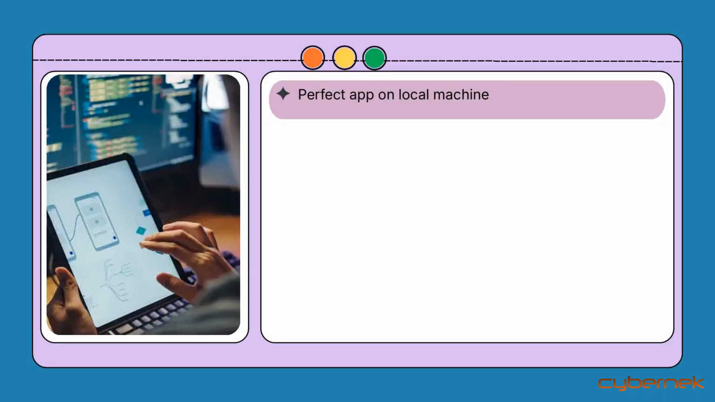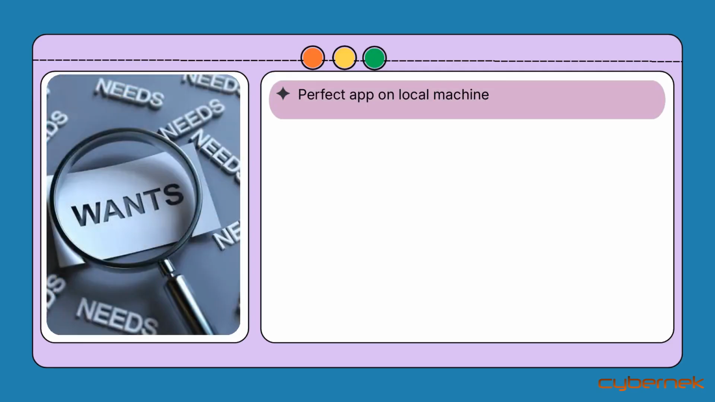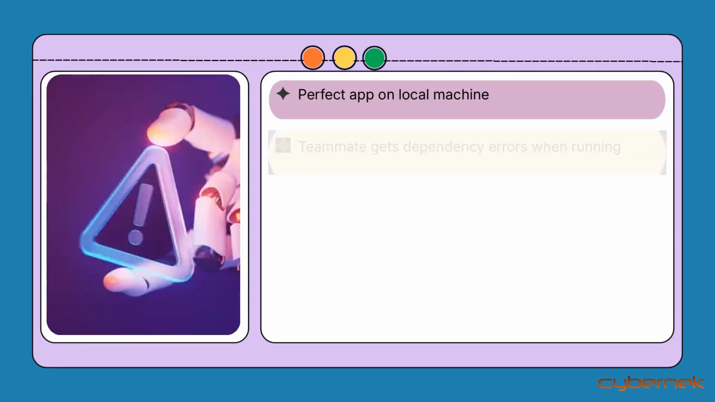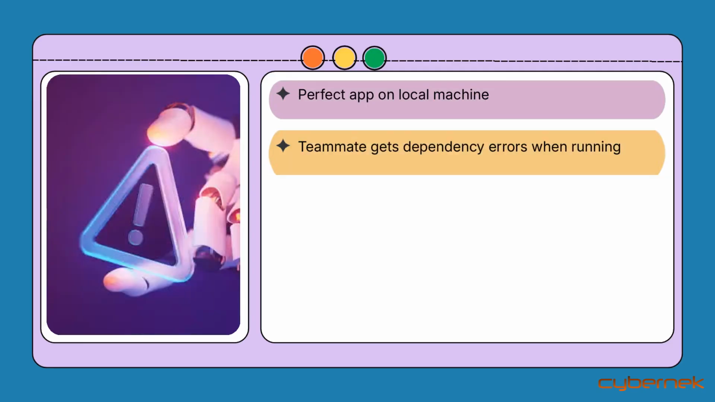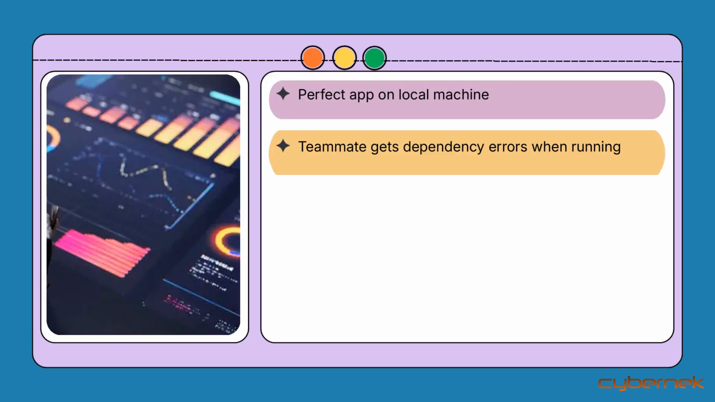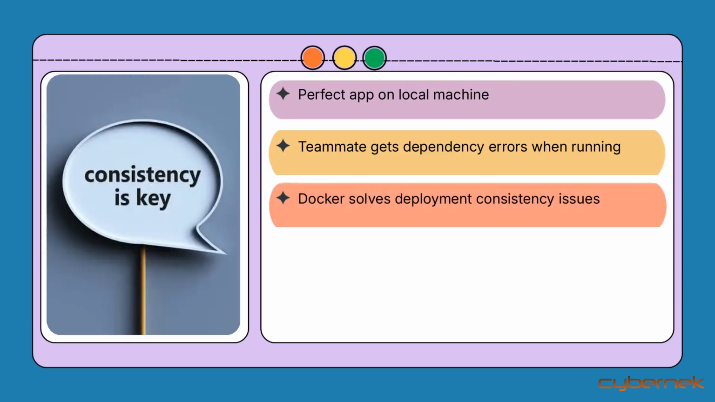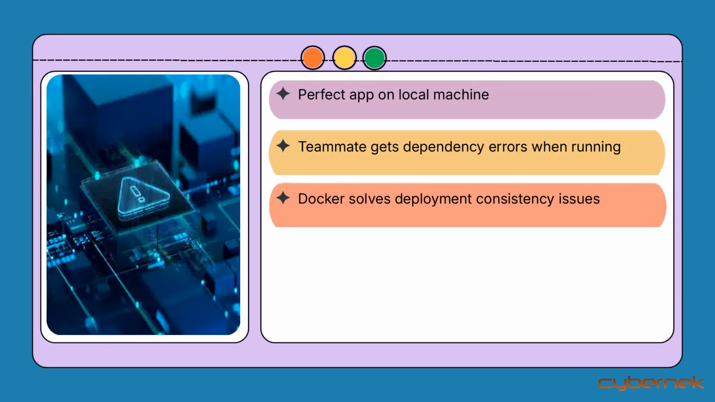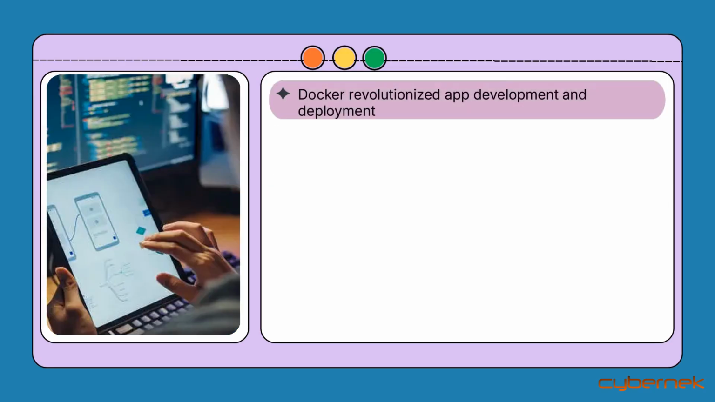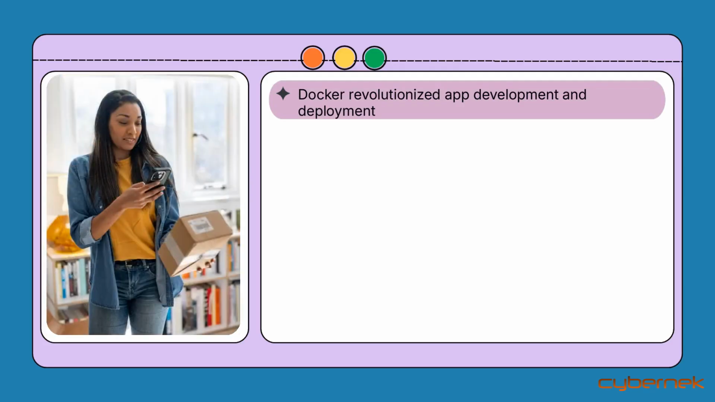Picture this. You just finished building an awesome web application on your local machine. Everything works perfectly. You're ready to deploy, but then your teammate tries to run it and gets a dozen dependency errors. Sound familiar? That's where Docker comes in to save the day.